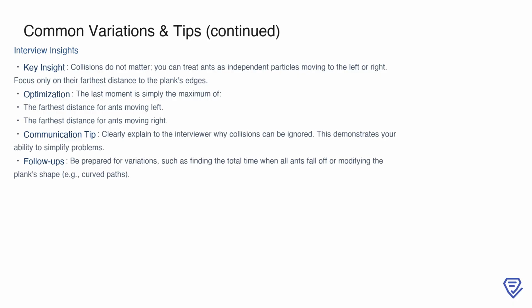Now, let's highlight some key insights for tackling this problem effectively. The most critical realization is that collisions between ants don't matter. You can treat each ant as an independent particle moving either left or right. This allows you to focus solely on the farthest distances ants travel to the plank's edges. Specifically, the last moment when any ant falls off is simply the maximum of two values: the farthest distance for left-moving ants and the farthest distance for right-moving ants. It's also crucial to communicate this simplification clearly to your interviewer, as it demonstrates your ability to strip down a problem to its core essentials.